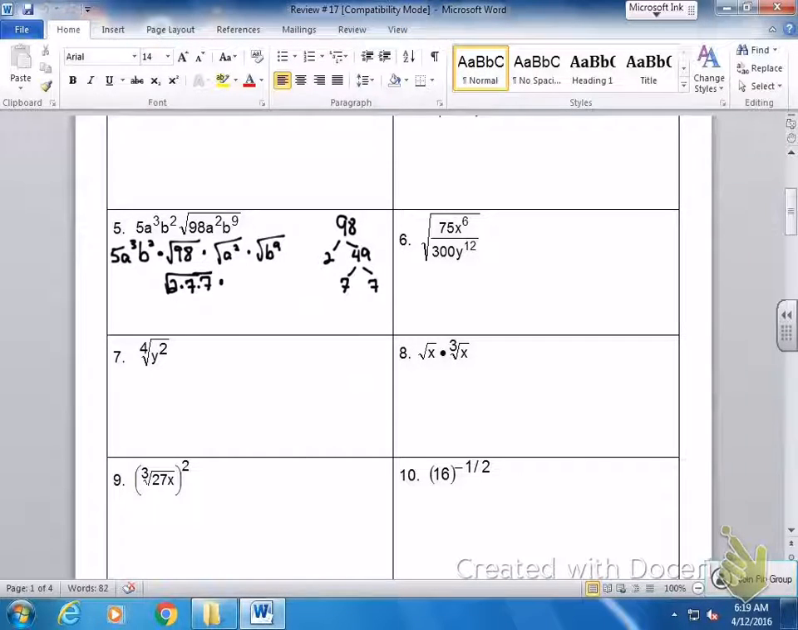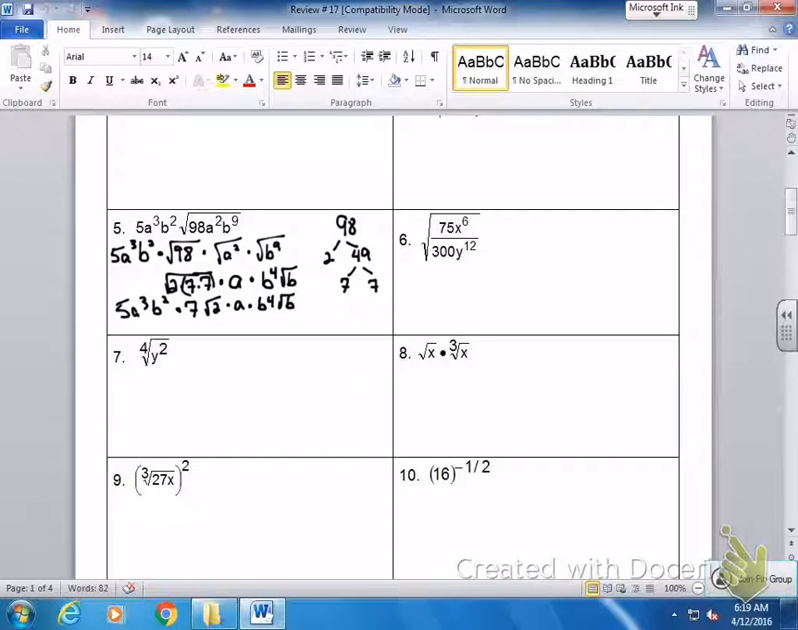The square root of a squared, divide the exponent by 2, we get 1, so I have a to the first, times 9 divided by 2 is 4.5, so I have b to the fourth, and I have a square root of b left inside. Now I've got a set of 7s here that I can pull out, so I really have 7 times the square root of 2 times a times b to the fourth times the square root of b. But I also have the 5a cubed b squared lying around.